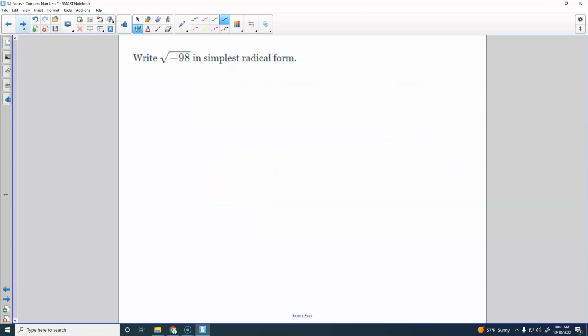So, if we are supposed to write square root of -98 in simplest radical form, how's that one going to break down? Who can tell me? 49 and 2. So we'll have -1, 49, and 2. Square root of the negative is going to be our i. Square root of 49 is 7. 2 has to stay underneath the square root.